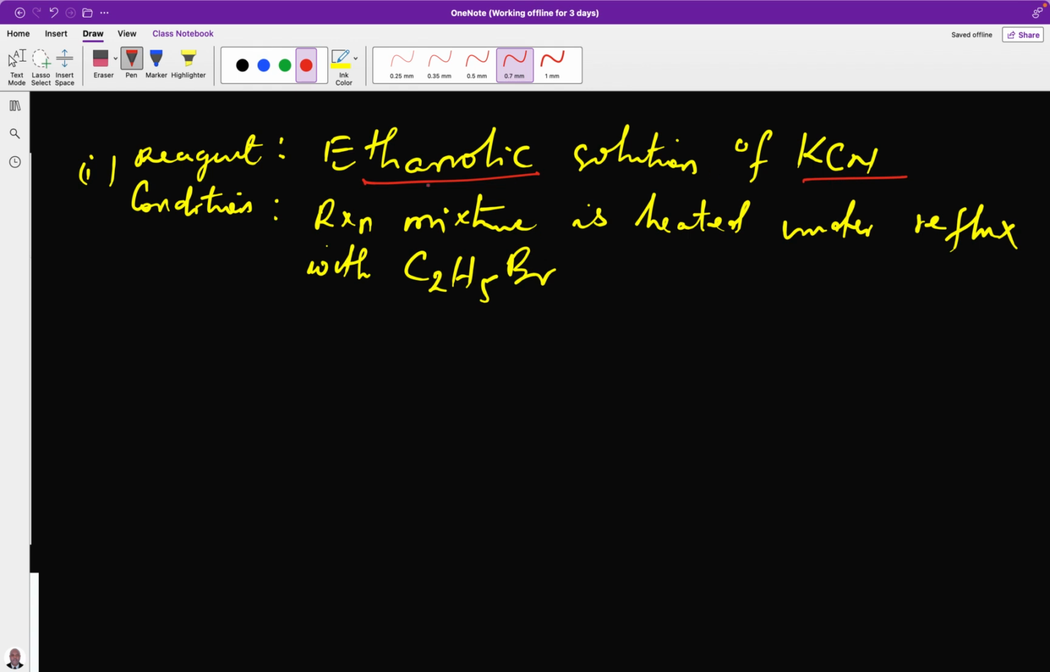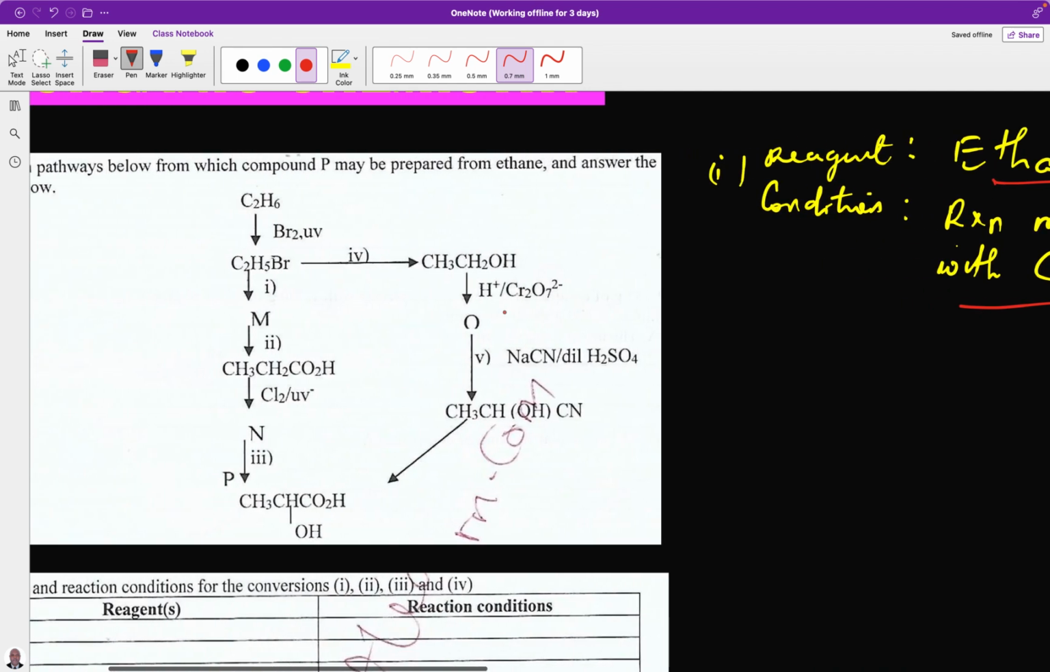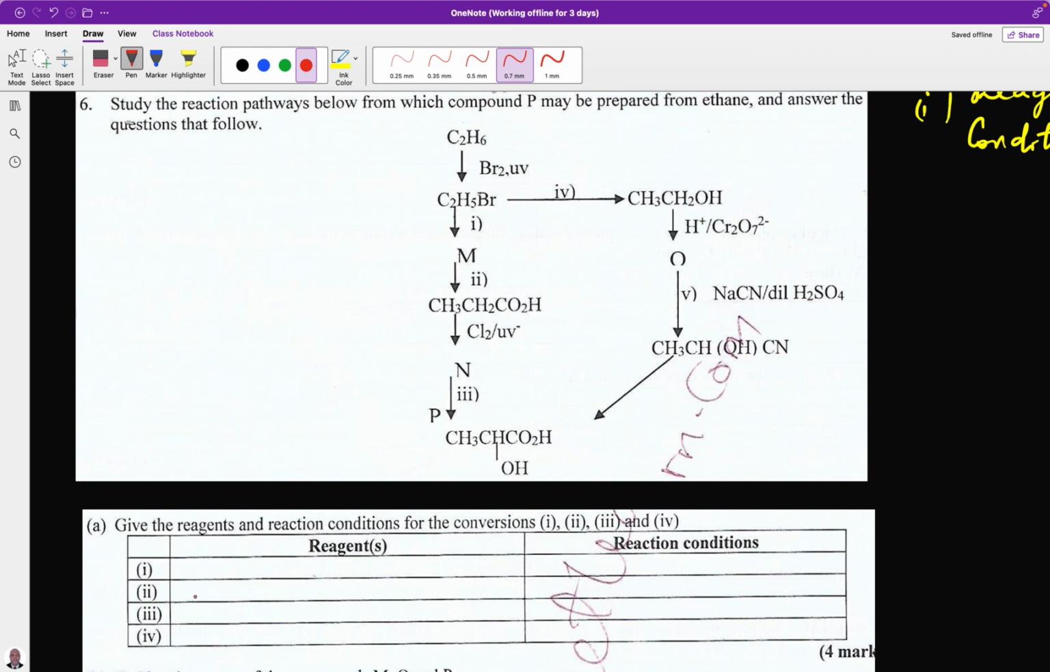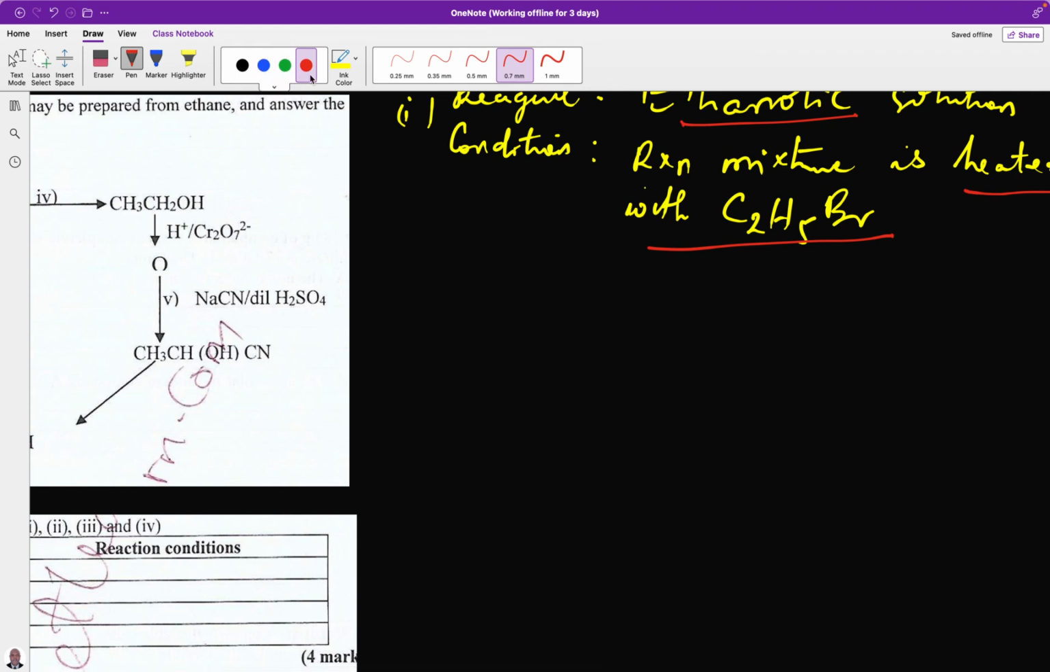That's the reagent. And for the condition, go to the column of the question paper and write: reaction mixture is heated under reflux with bromoethane. Okay, it takes us to the second part of it. Step 2 here, we will have M. How can we convert M to acid? Now we are leading to 2, there is an increase in the carbon chain.